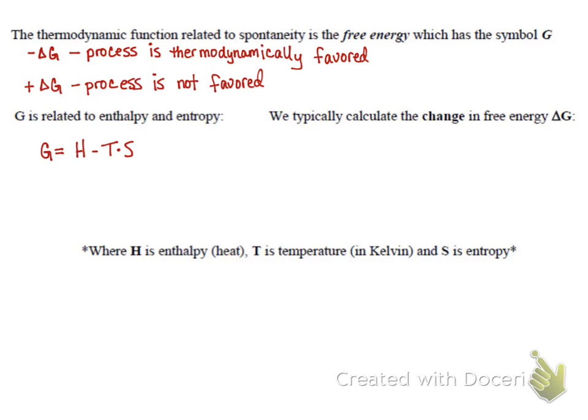So G is related to enthalpy and entropy and temperature using this equation, G equals H minus T S. And again, we don't care about the absolute values. What we really care about is the change. So this is the equation that we are going to use all the time. And it says that delta G, which is the change in Gibbs free energy, is equal to the change in enthalpy minus the temperature times the change in entropy, and the temperature is always going to be in Kelvin.